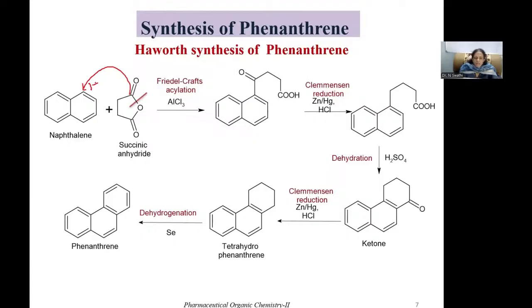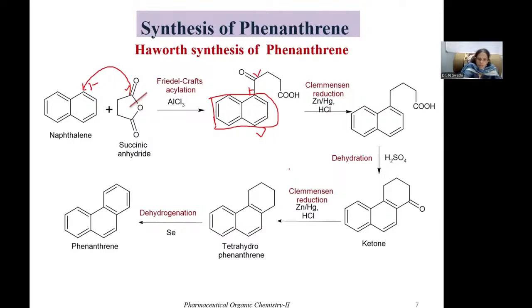Because in the electrophilic substitution reactions of naphthalene, the preferred point of attack of the electrophile is at the first position. So write the structure of naphthalene first. This is the structure of naphthalene, and this is the first position on the structure of naphthalene. So attach this carbonyl group to the first position.